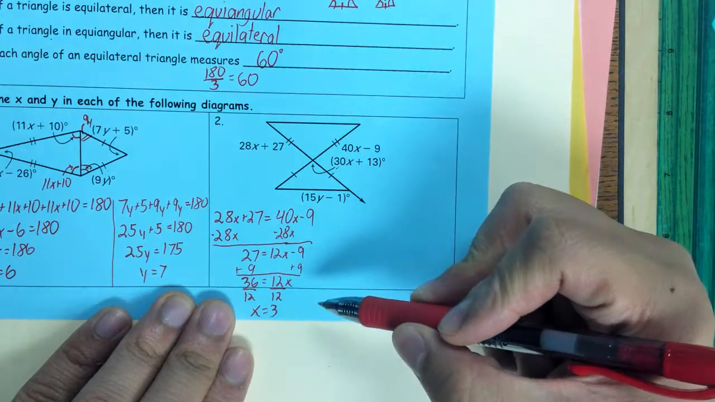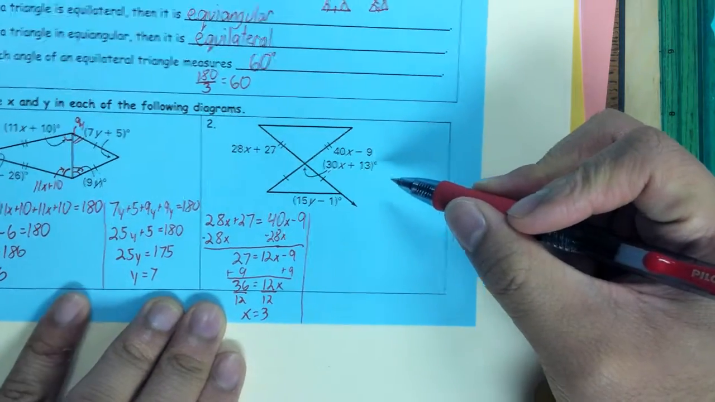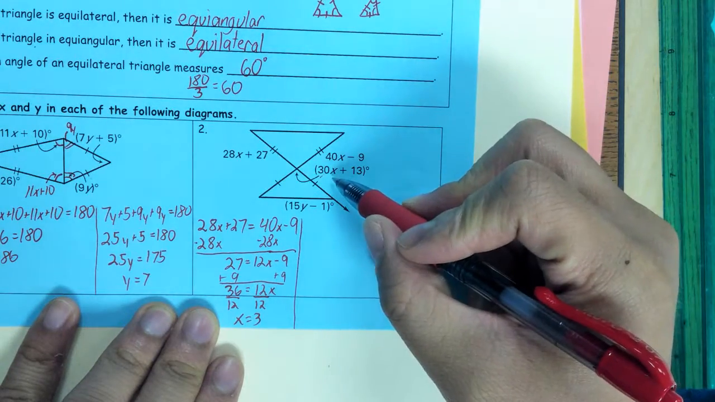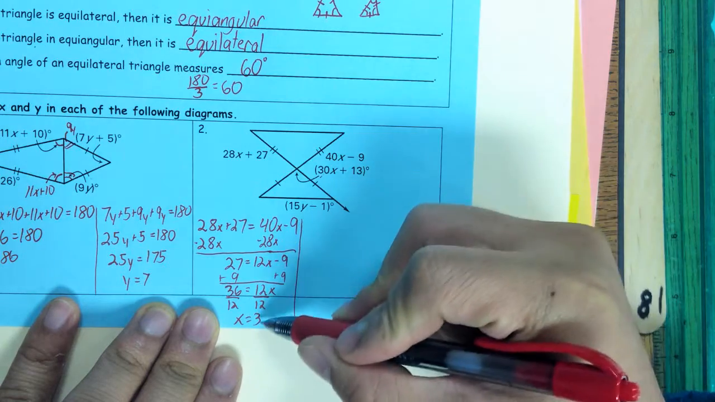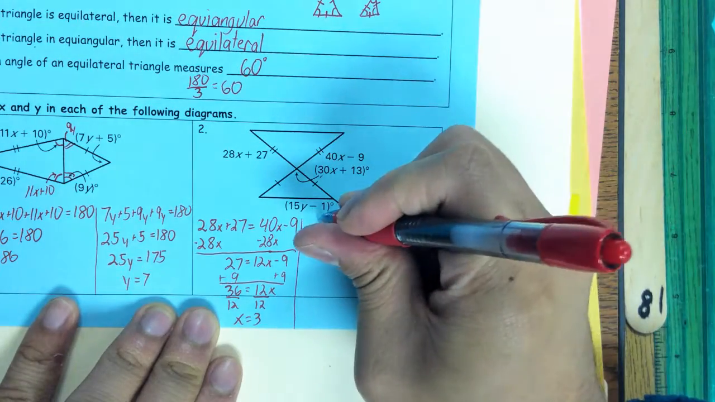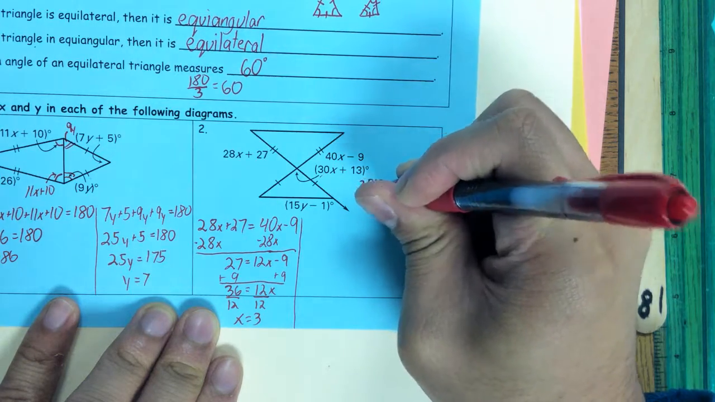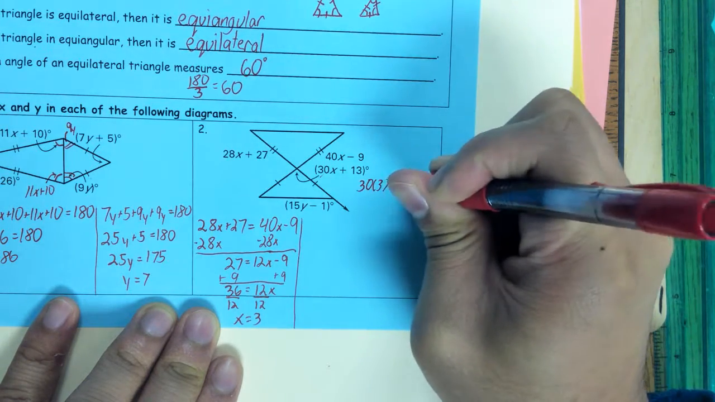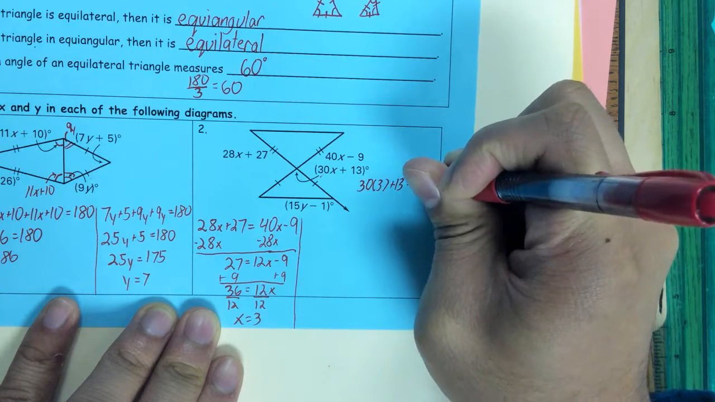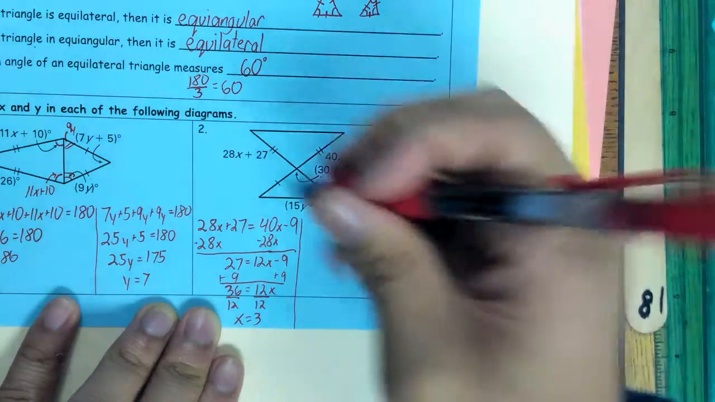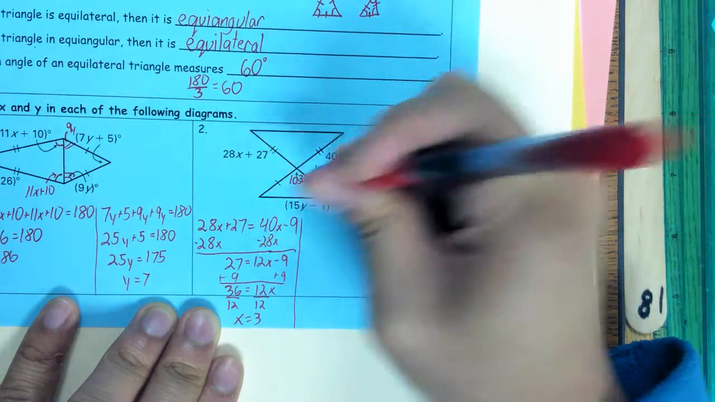So now that we know what x is, we can go ahead and solve for the angle. First let's figure out what my vertex angle is. We know x is 3, so we can plug 3 in there. 30 times 3 plus 13 gets me 103. That tells me this angle right here is 103 degrees.